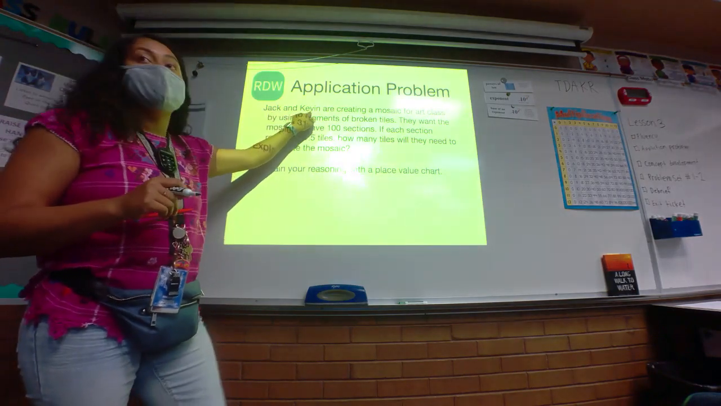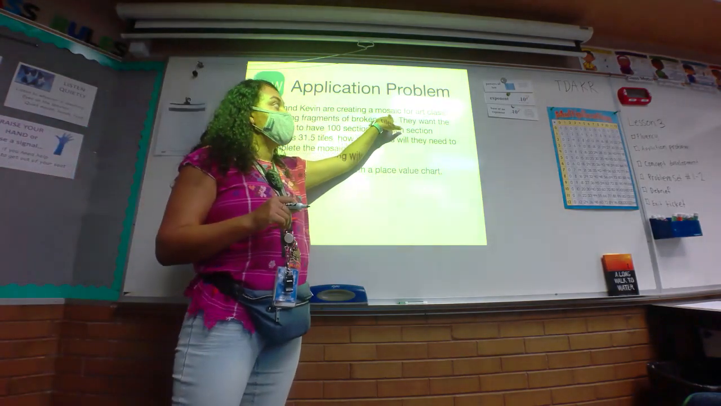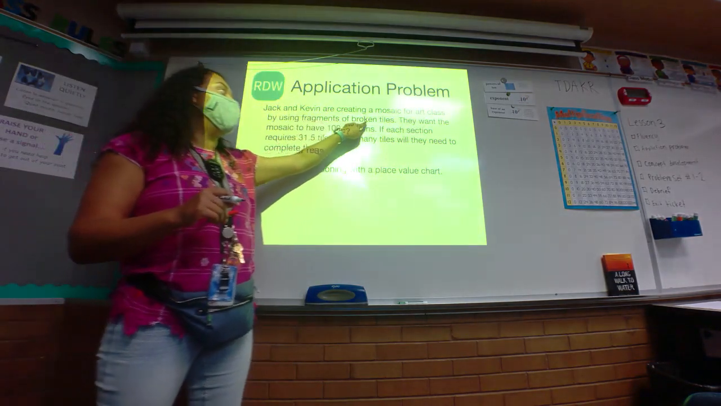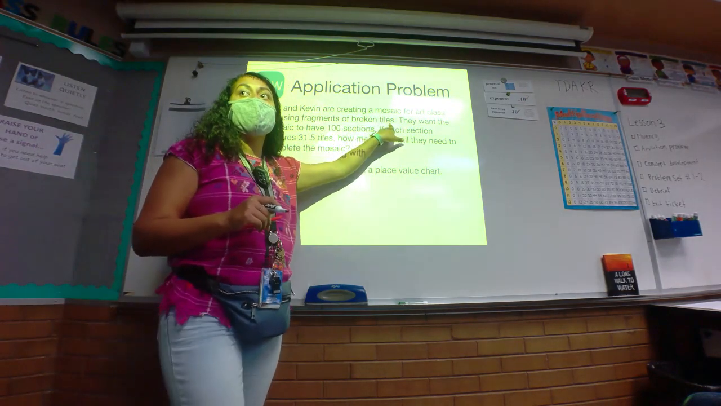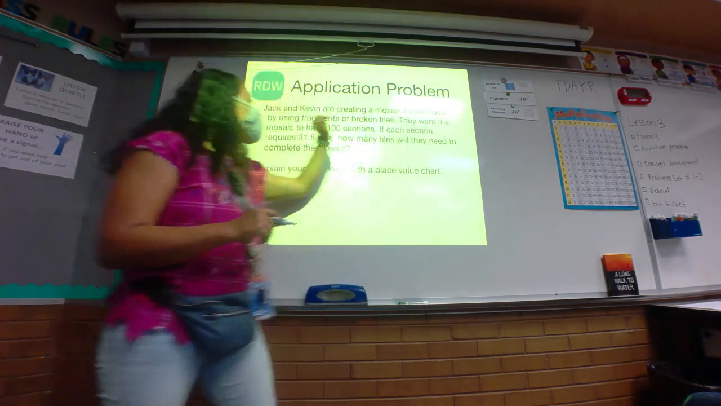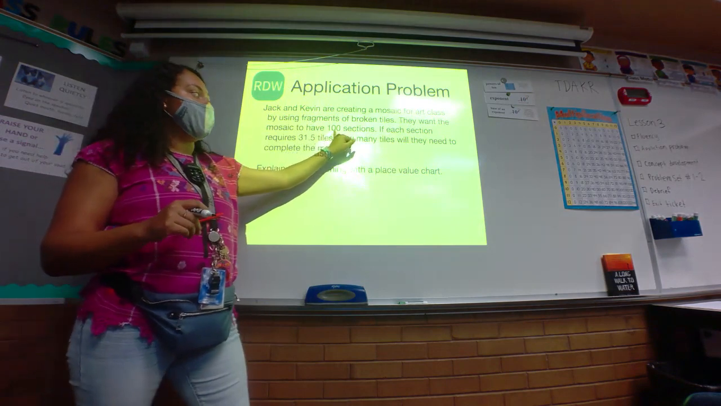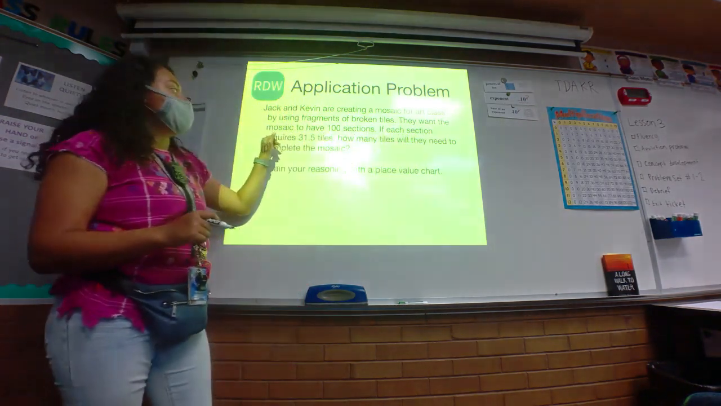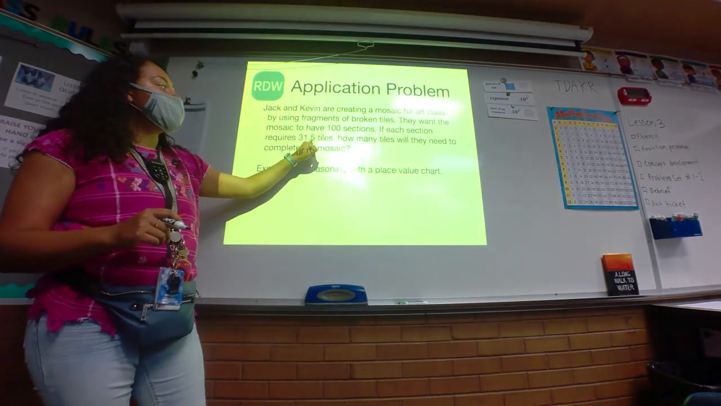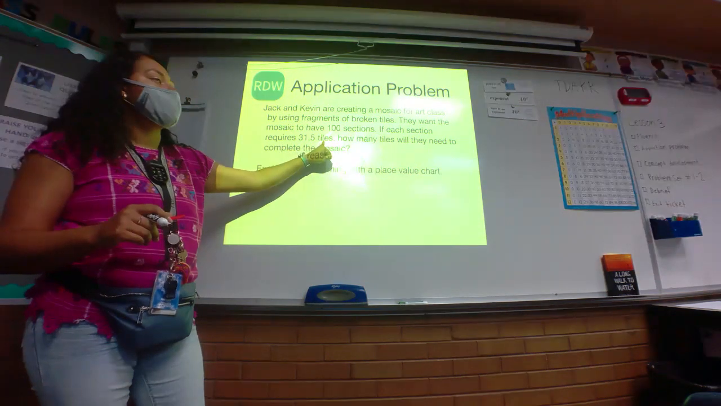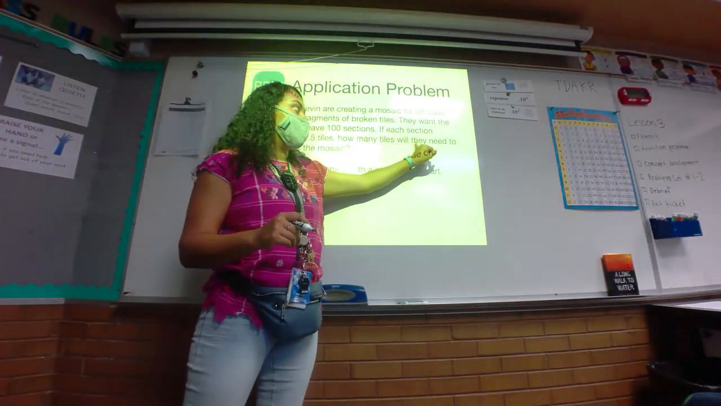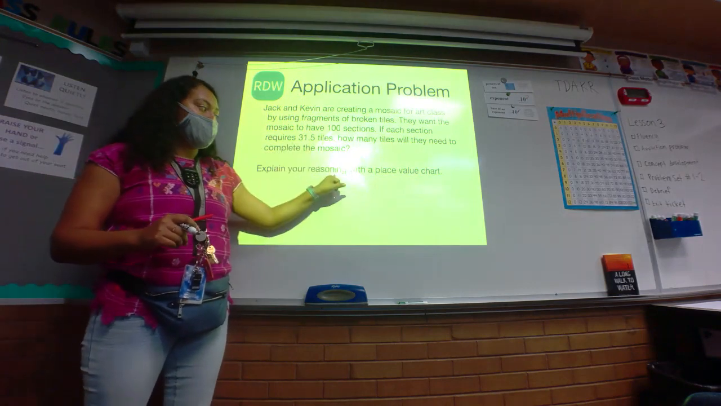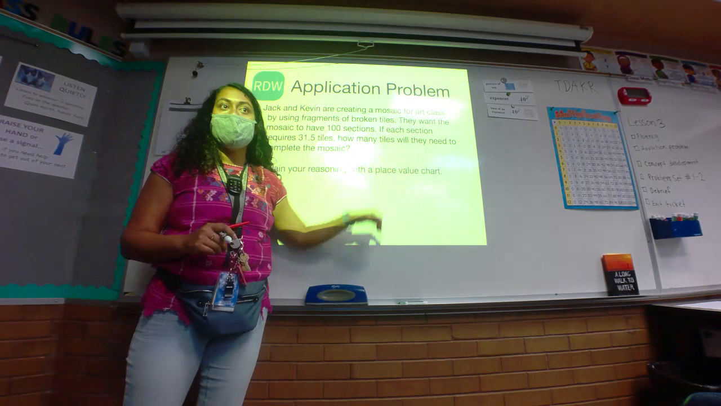Jack and Kevin are creating a mosaic for art class by using fragments of broken tiles. They want the mosaic to have 100 sections. If each section requires 31 and 5 tenths tiles, how many tiles will they need to complete the mosaic? Explain your reasoning with the place value chart.